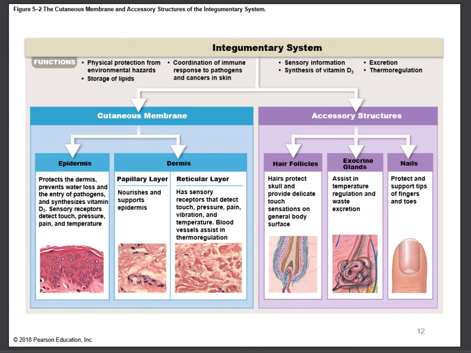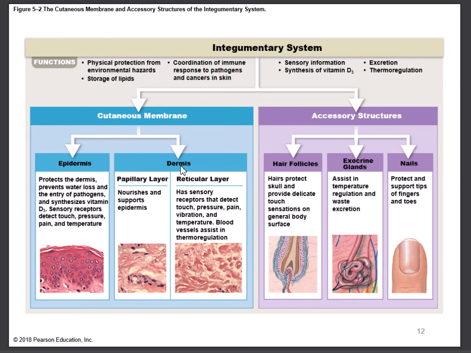This slide is actually from the Martini book. I like this slide because it's a good overview of what we just discussed. You can see at the top it gives all the different functions of the integumentary system. So this is what we just went over, all the different functions, and then it gives you a good visual of how the integumentary system is divided down.